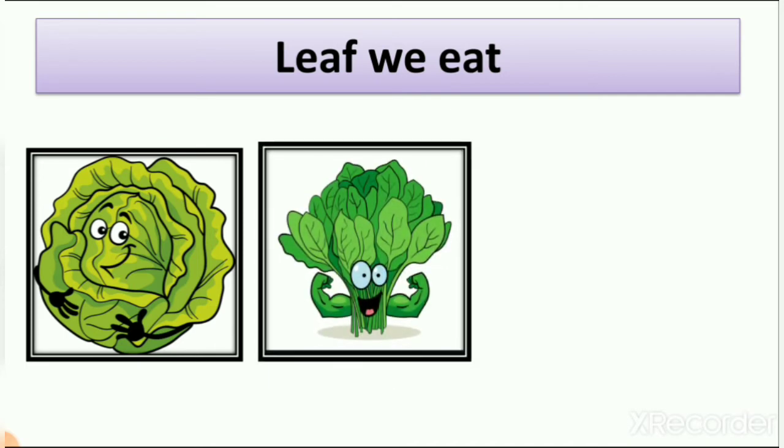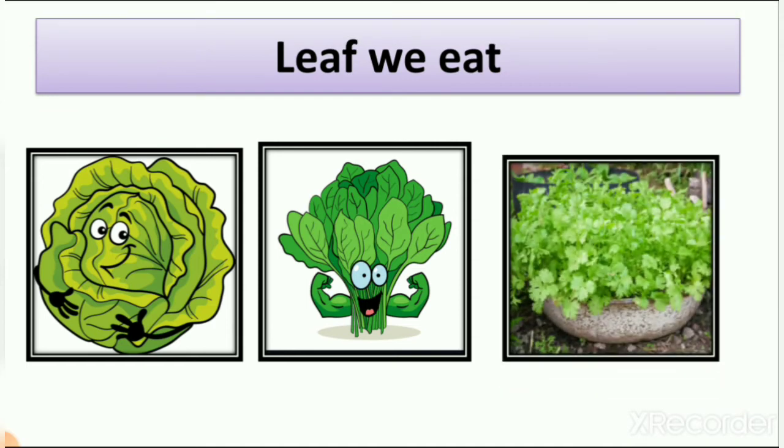Then next is spinach. Spinach is a very healthy food, and it is also a leaf of the plant. Coriander we use to garnish food, and we also make sauce of it, and it is also used in medicines. It also helps our eyes.